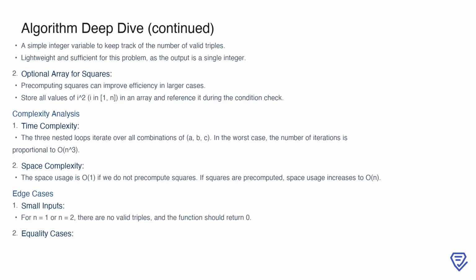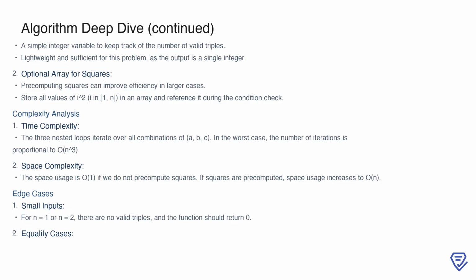To efficiently track the number of valid triples, we use a simple counter variable. This lightweight data structure is sufficient because the output of the problem is a single integer, which represents the count of all valid triples. However, to further optimize the algorithm, we can introduce an optional array to pre-compute squares. This array stores the values of i squared for all i in the range from 1 to n. By referencing pre-computed values during the condition checks, we reduce the computational overhead of squaring numbers repeatedly. These small adjustments can make a noticeable difference in larger cases where the number of iterations grows significantly.